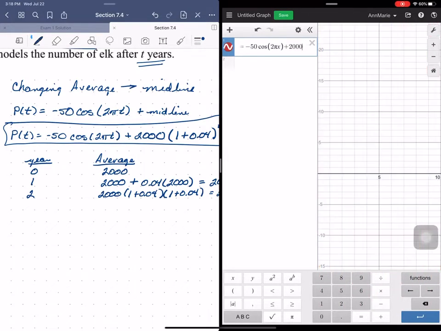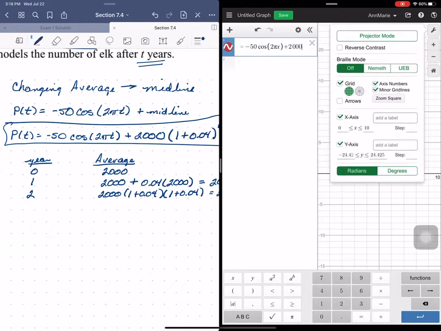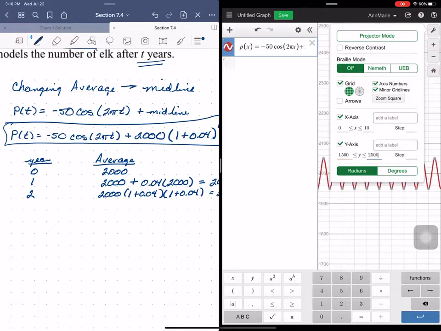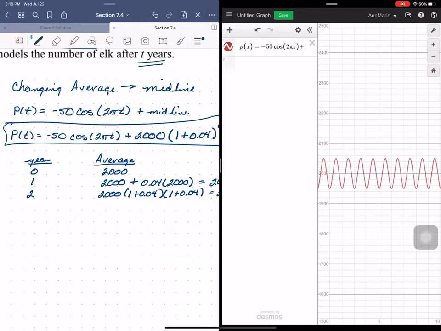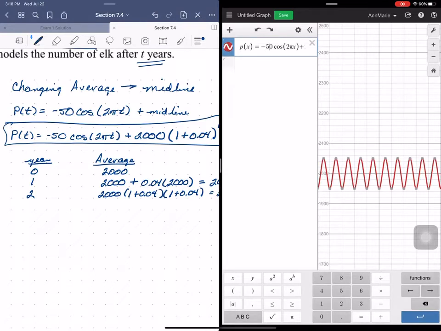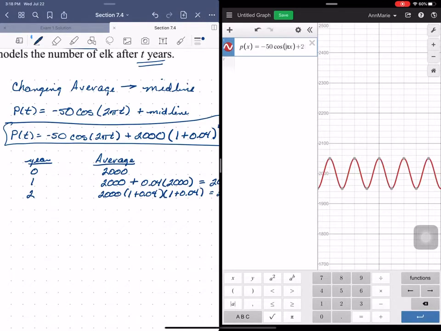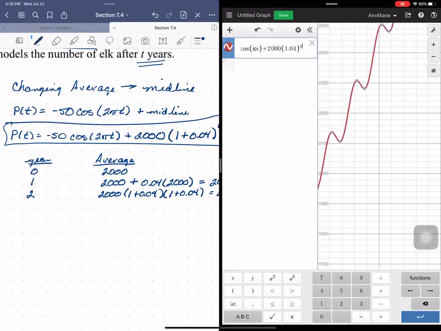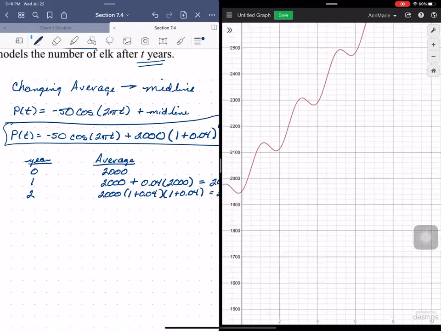So in year 0, we've got 2,000. So let's do it this way. There we go. So in previous chapters, this is where we would have stopped. But now we know more. So we know that my population is actually increasing each year by 4%, which really means 1.04, because 1 plus 0.04 is 1.04 to the x power. So this is what it would look like.